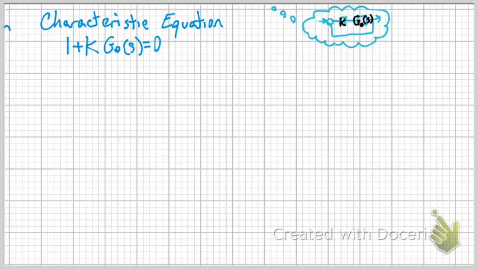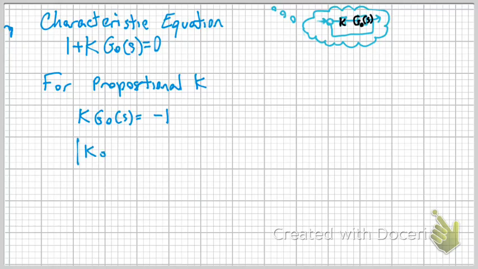So if we have a proportional K, which means K can be any real number, then we want to see the effects as we change K from 0 to infinity. But we know that there's going to be some things that will always be the same if we have K as a real number. So we can set KG_o(s) equal to -1. We just take that characteristic equation, pull that 1 to the other side, so we have KG_o(s) is equal to -1. So the magnitude of KG_o(s) will be equal to 1.